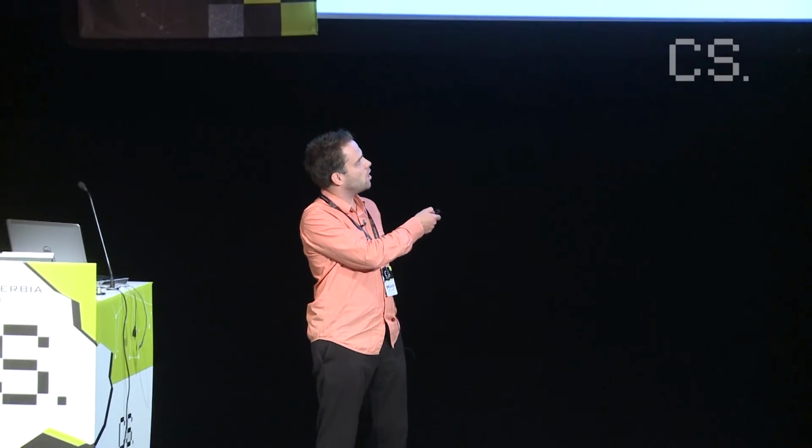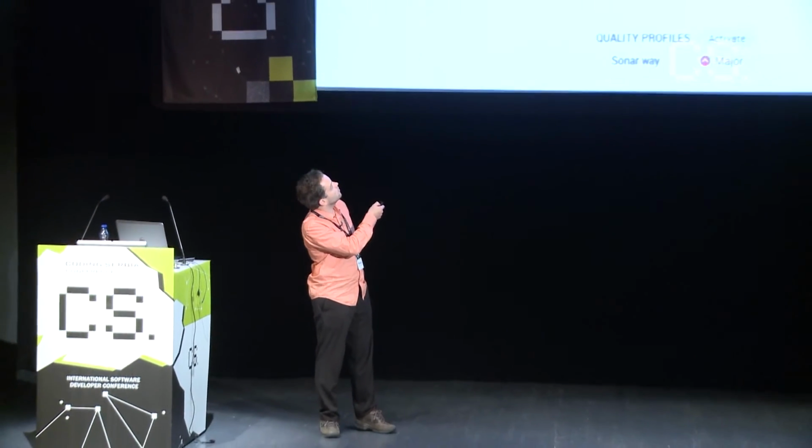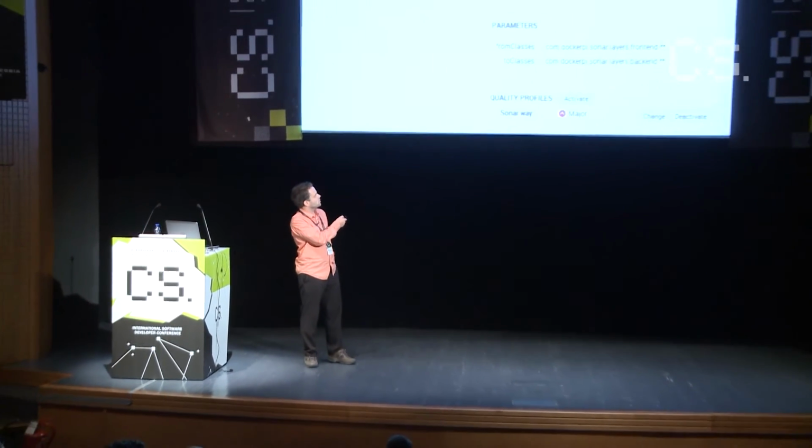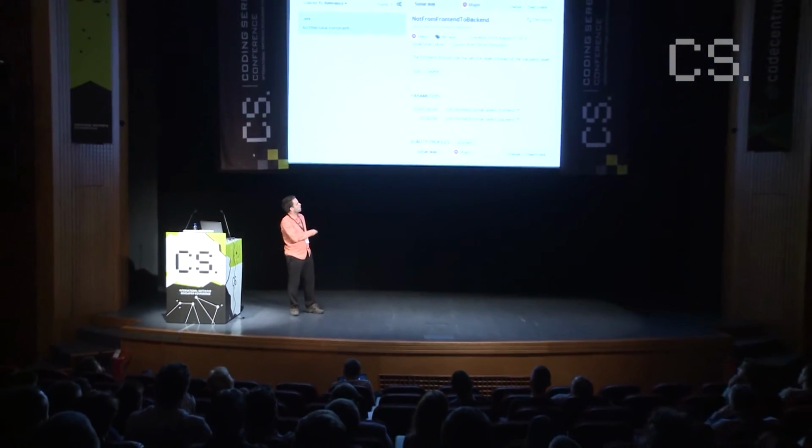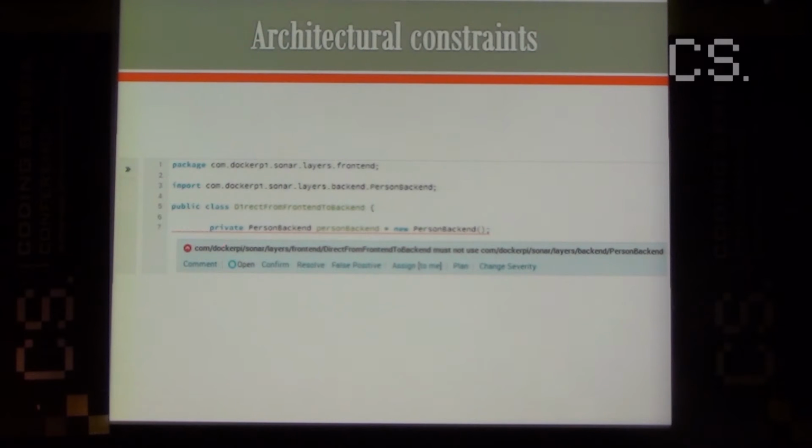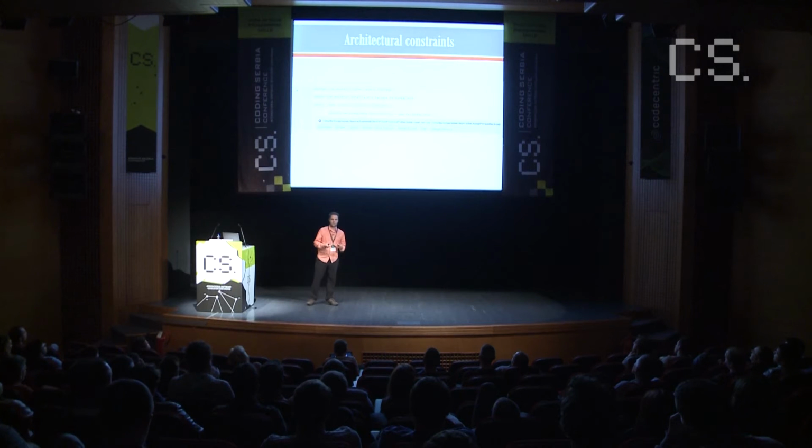So we say we don't allow front-end to back-end. You specify which the packages are. And then in the next slide here we see an example. So this class is in the front-end package and it's using something from the back-end package, and you immediately get an issue. So this way you can define some architectural rules within SonarQube, and then the code is automatically checked in case any of the developers is doing something messy. So that's quite helpful.